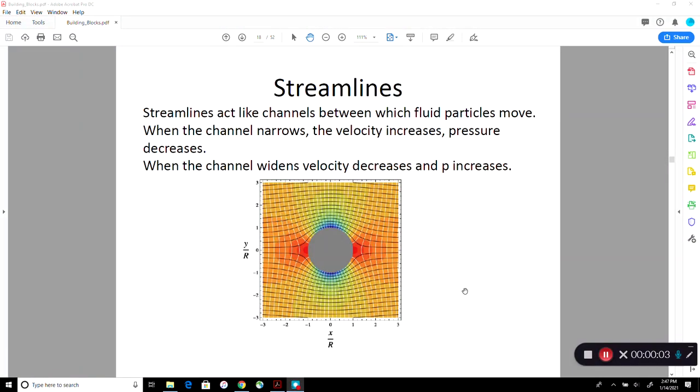We will continue with our discussions of potential flow. In our previous video, we talked about the definition of a streamline, velocity potential, and also how they are related to each other, how they are one perpendicular to the other.